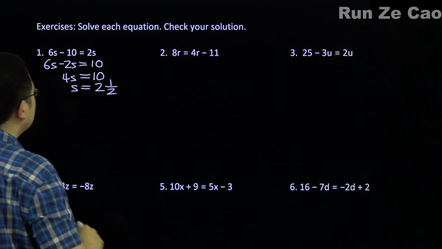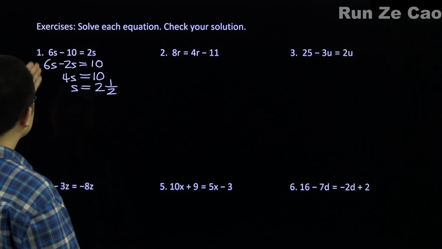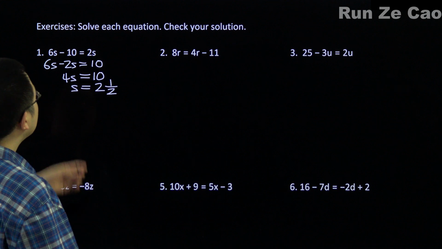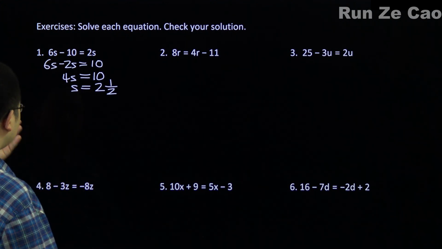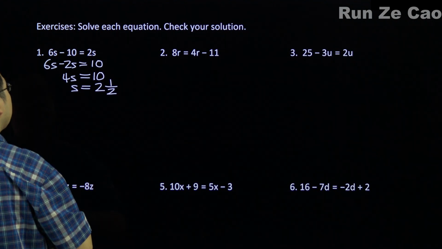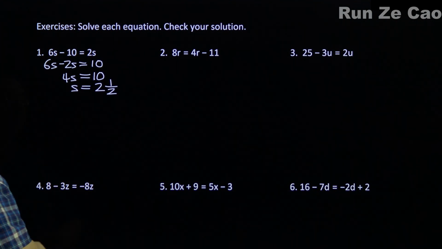To check our solution, we substitute back in. Left side is equal to 6 times 2.5, in other words 15, minus 10, so that equals 5. The right side equals 2 times 2.5 equals 5. Therefore, left side equals right side, QED.